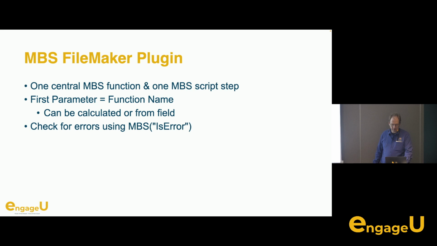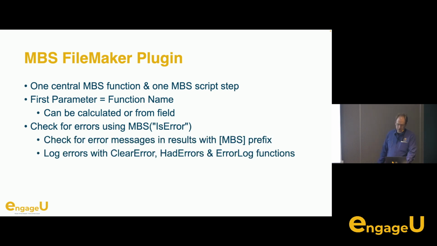If you got an error, please check the IsError function, which tells you whether the last call to the MBS plugin on the same script got an error. You should not check for the prefix. Better use IsError. And we have this mechanism with clear error, has error, and error log. So the plugin can make a log about all the MBS plugin calls that failed in a script. So on the end of the script, you can check if everything worked, or you like to make a record in your error handling log file.